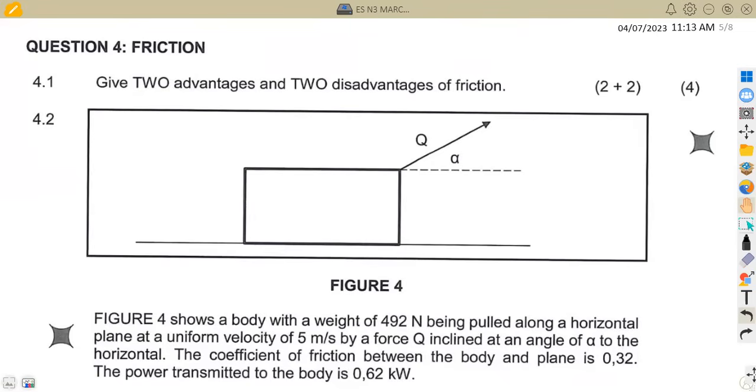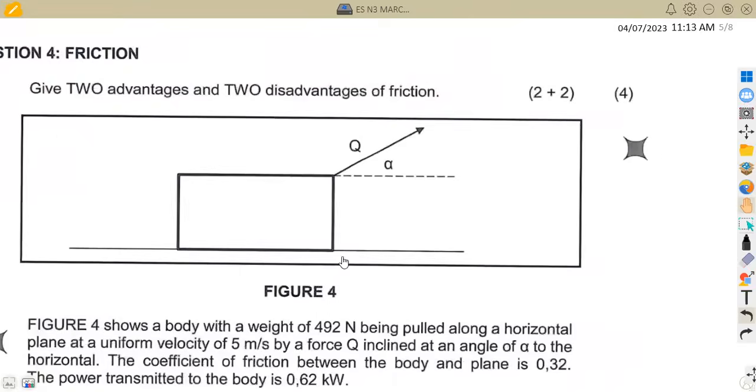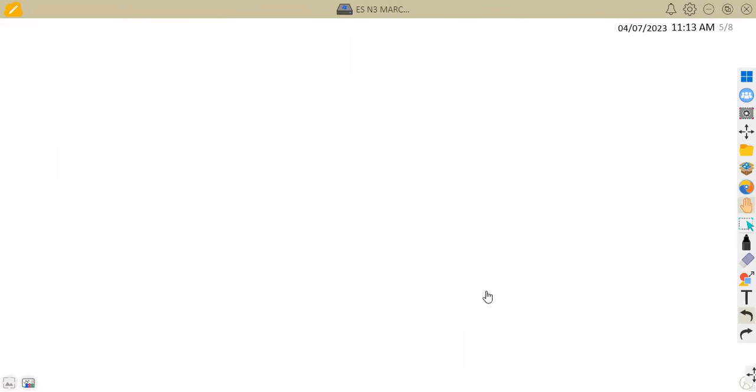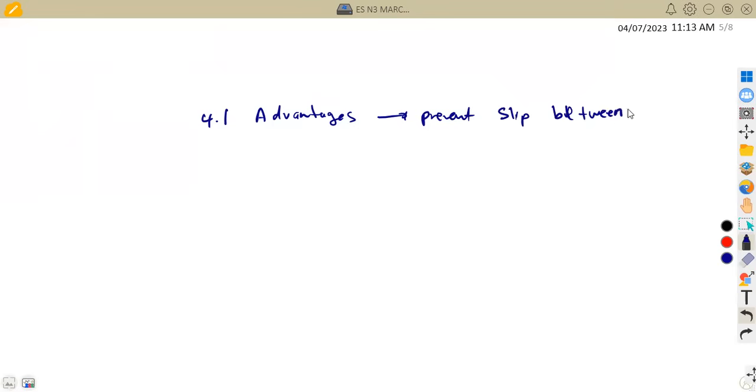All right, so as for the advantages, this is question 4.1. What are the advantages, guys, that we have if we are dealing with friction in this case? We know that friction can prevent slip between 2 contact surfaces. All right, so that's what we have in this case.